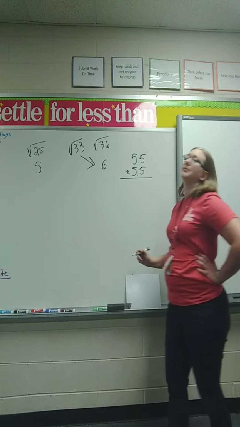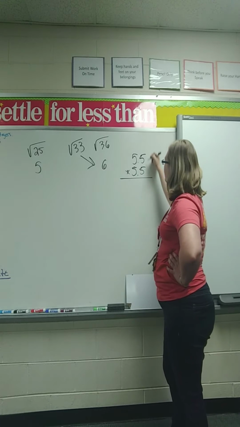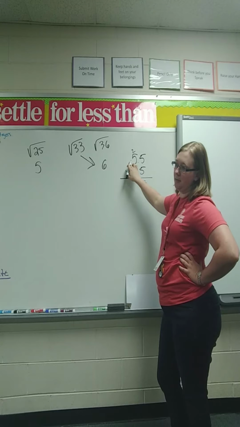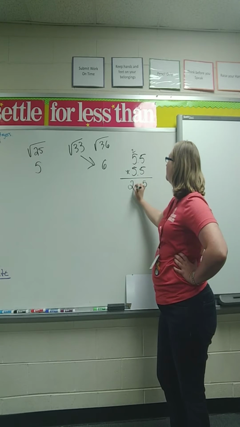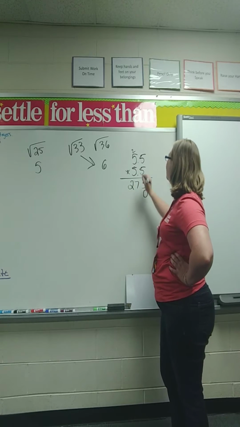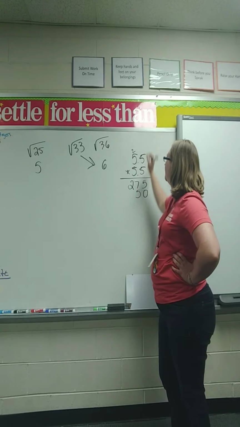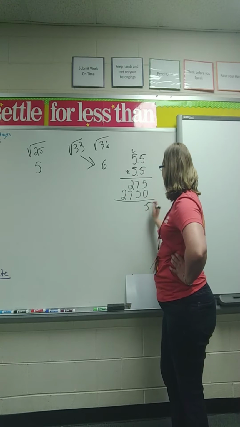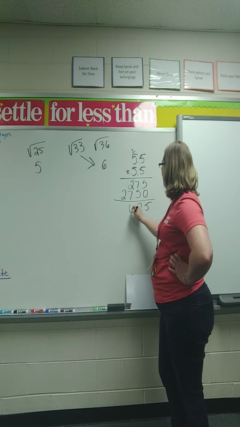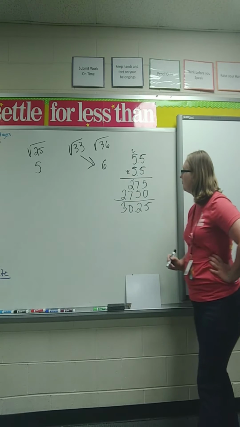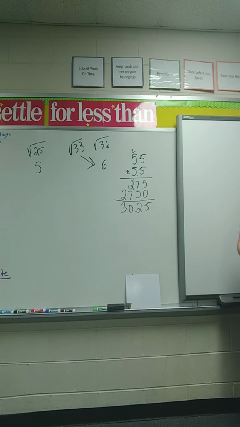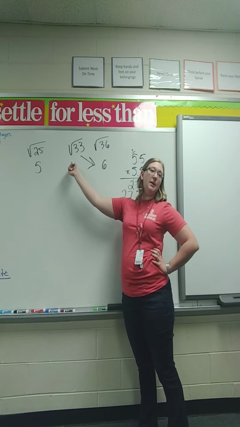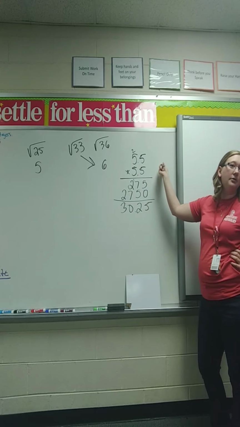What is 5.5 times 5.5? Let's do it. 5 times 5 is? 25. 5 times 5 is? 25. Plus 2 is? 27. Okay. Add a 0. 5 times 5 is? 25. It's going to be the same thing. Add it together. 30.25. So it's bigger than, so the square root of 33 is going to be larger than 5 1/2.